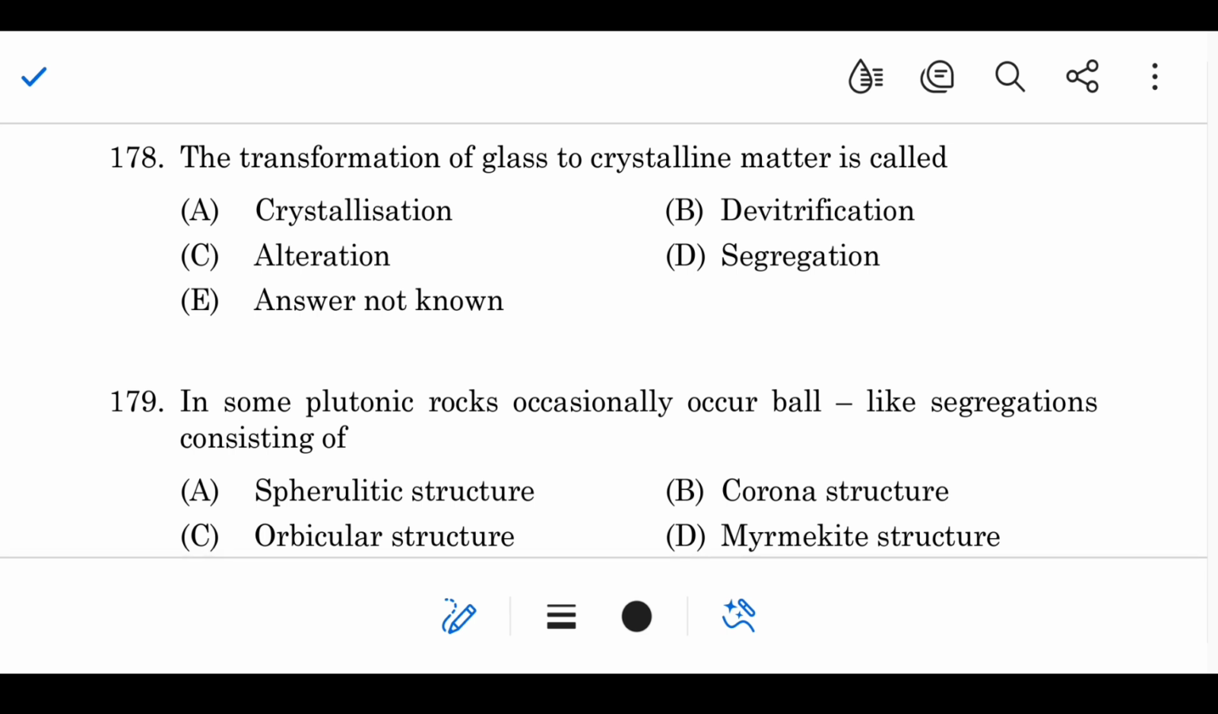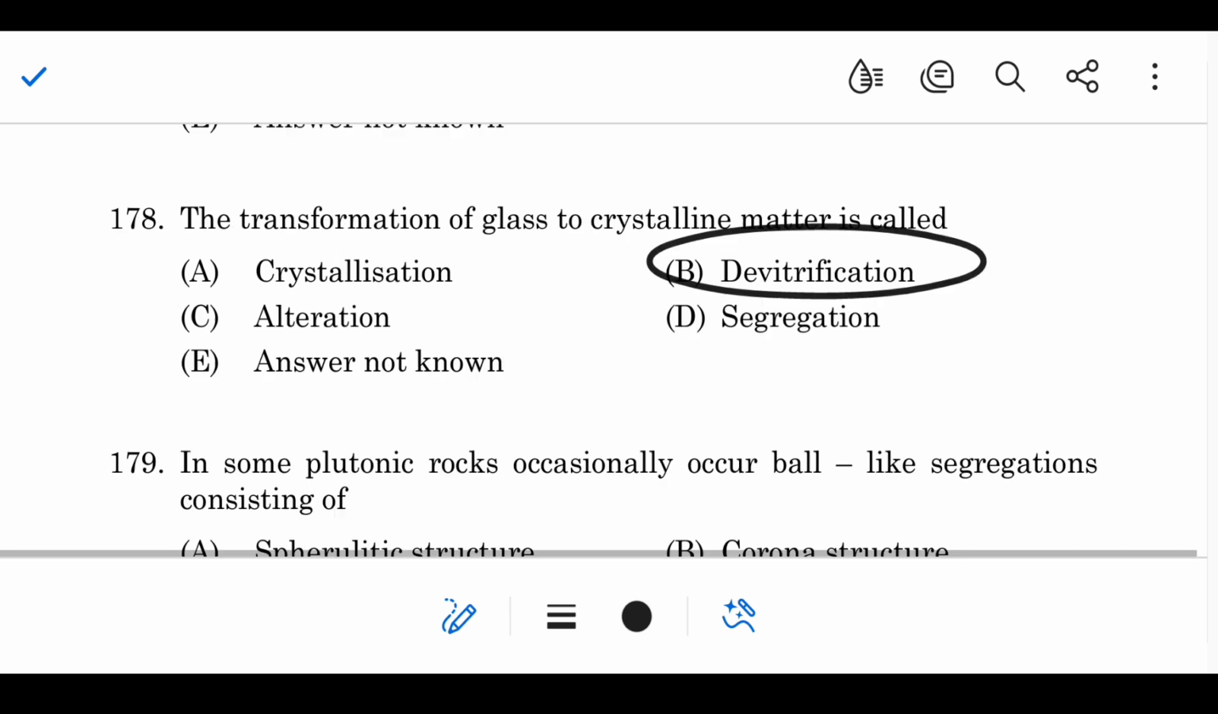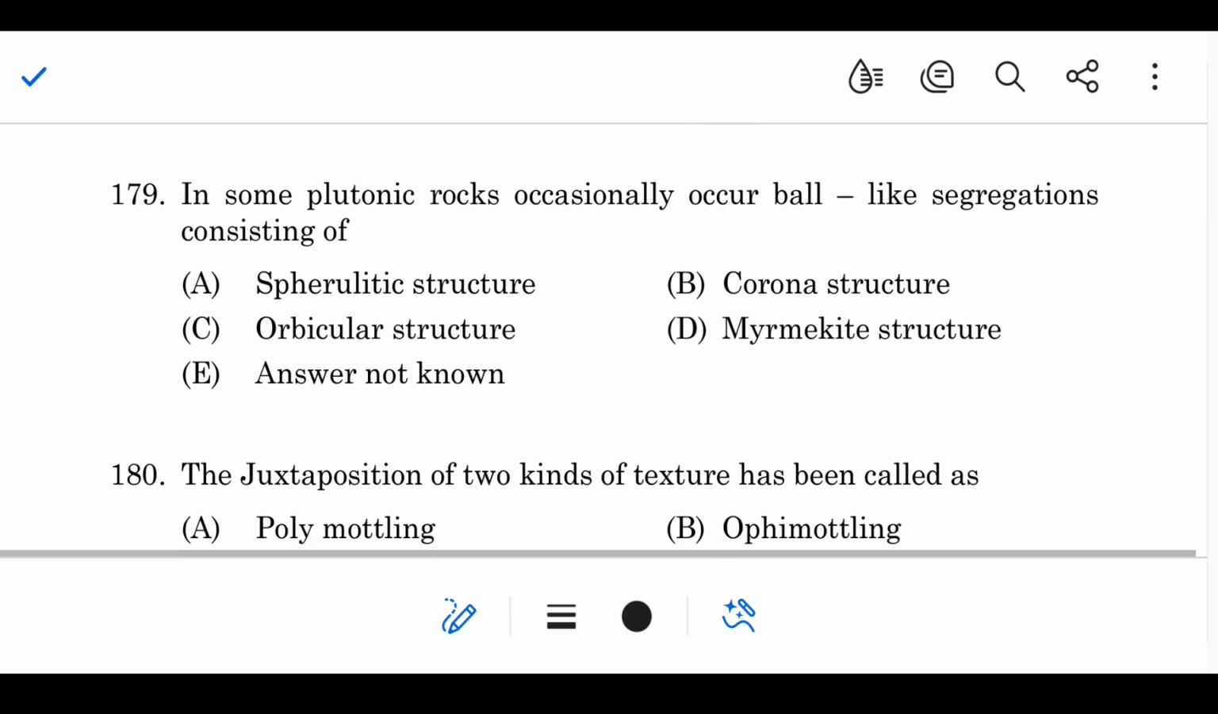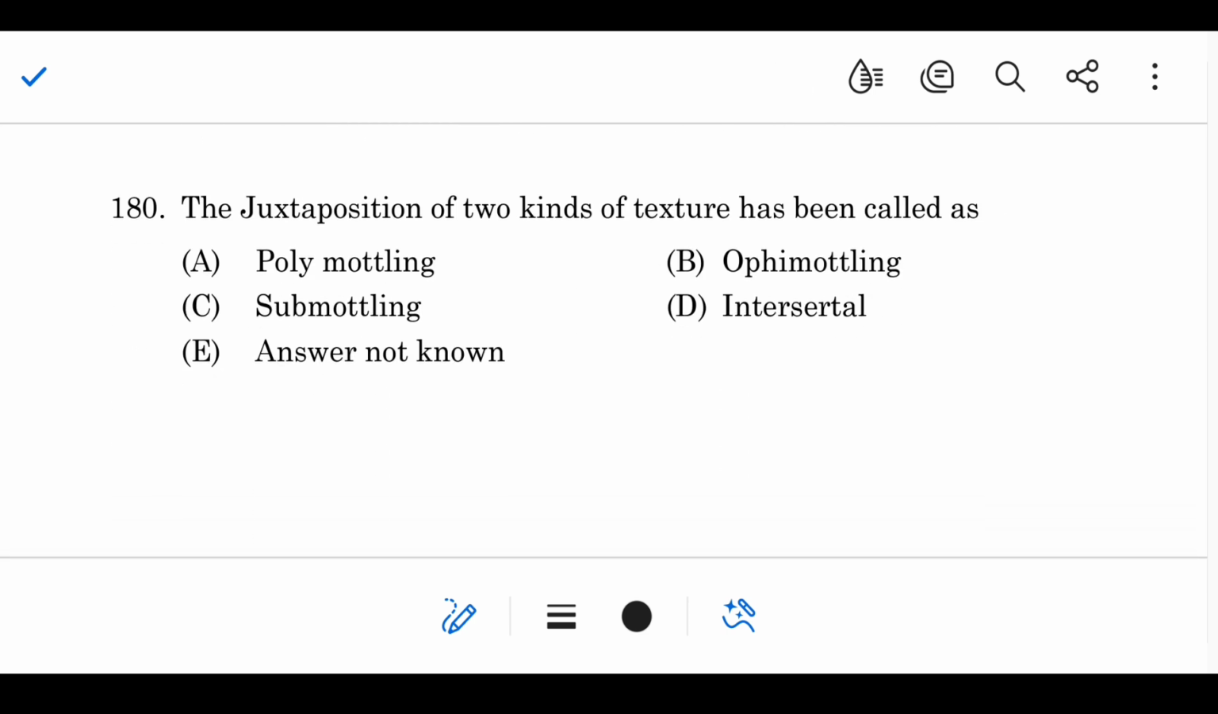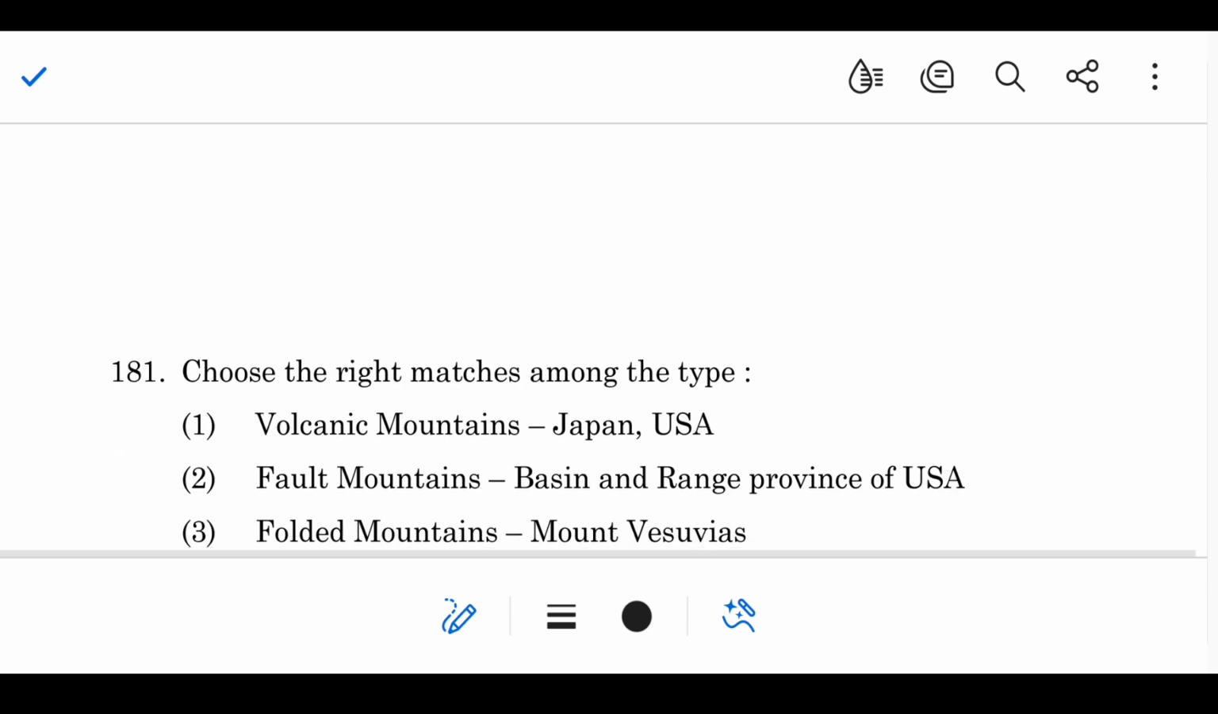The transformation of glass to crystalline matter is called devitrification. In some plutonic rocks, ball-like segregations occur, consisting of orbicular structure. The juxtaposition of two kinds of texture has been called opitic mottling. Okay.